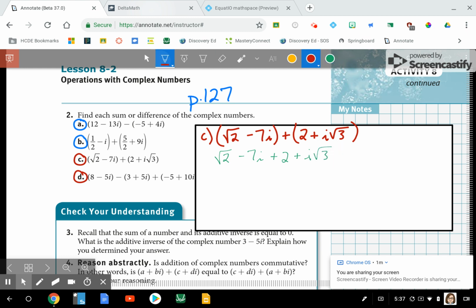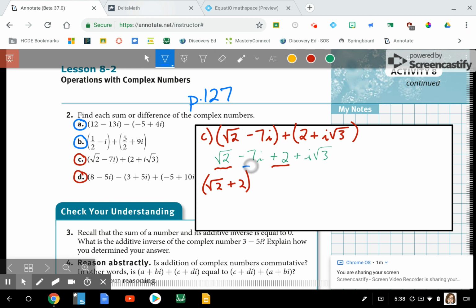So we need to combine the real terms, so basically the things without the i. So that's square root of 2 plus 2. Now, we could type it in a calculator, get a decimal. Let's not. Let's not write decimals. Let's just write the square root plus 2.